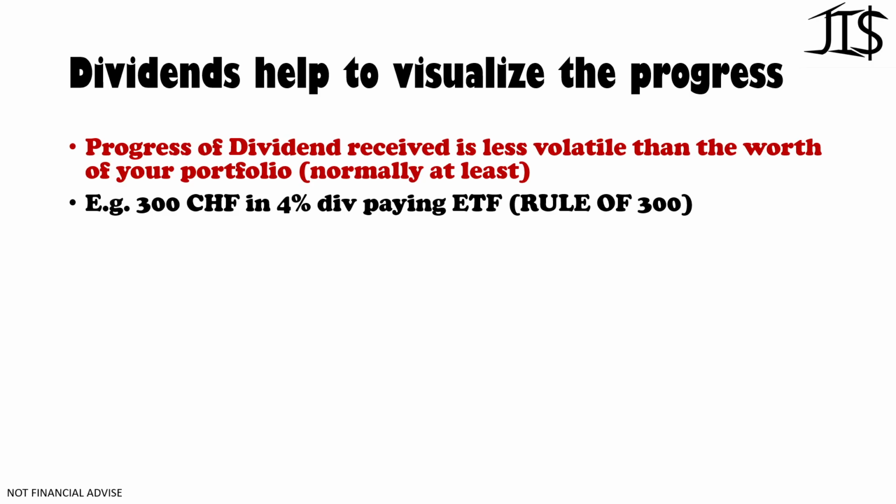So when you invest 300 Swiss francs in a dividend paying ETF that pays 4%, that means that you will receive 1 Swiss franc every month. And I made a calculation without growth of the ETF, so everything stays the same. Normally your ETFs will grow over time.